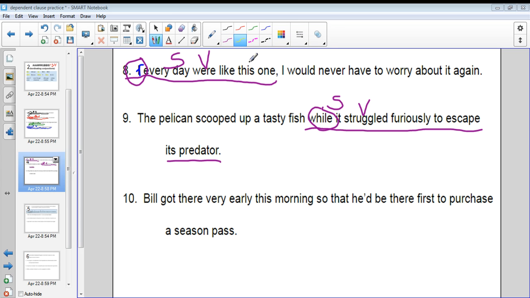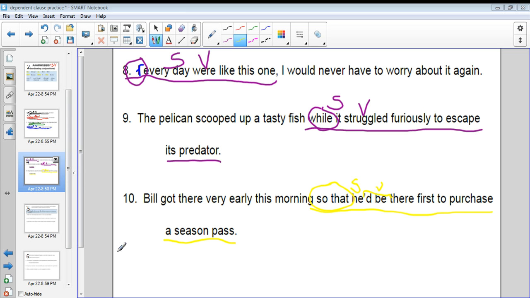Number 10, Bill got there very early this morning so that he'd be there first to purchase a season pass. Now look for my subordinating conjunction, circle it, underline your dependent clause, and then label your subject and your verb. So I see so that together is my subordinating conjunction. I'm going to underline the entire clause, the rest of that sentence, so that he'd be there first to purchase a season pass. The subject is he, and we know that a contraction kind of joins our helping verb. Would be is our verb.